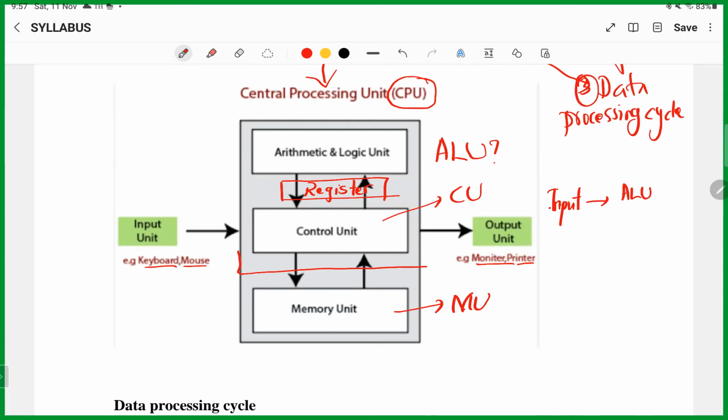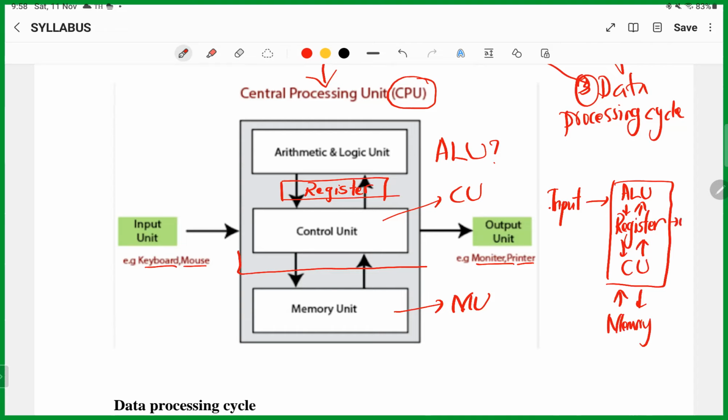Okay, ALU, arithmetic and logic unit. We have something called register, very important, because they have asked a lot of questions about register. And then we have control unit. So they go on exchanging data like this within the process. This is ALU. And then we have memory. This diagram is not wrong, but you can write it like this. Then we have output unit.